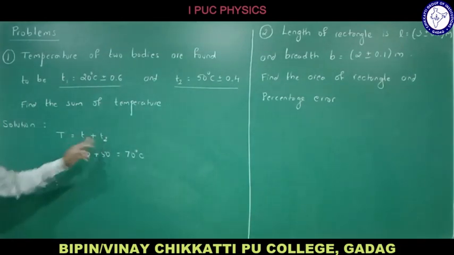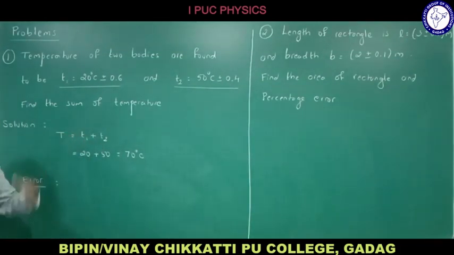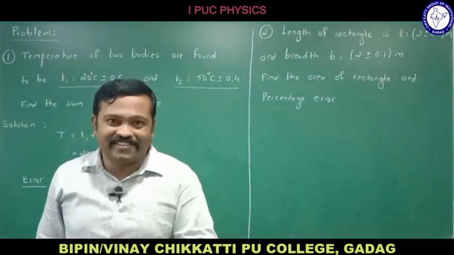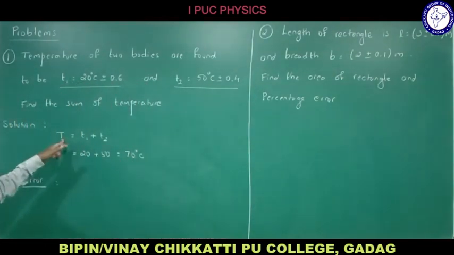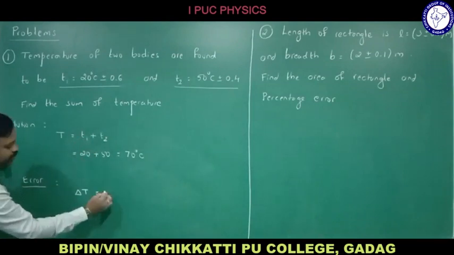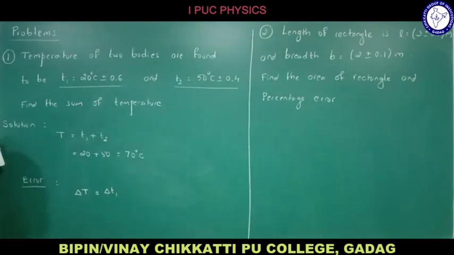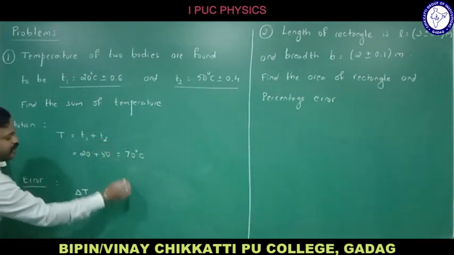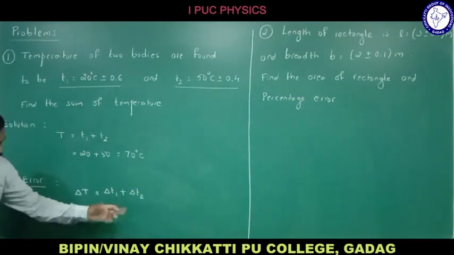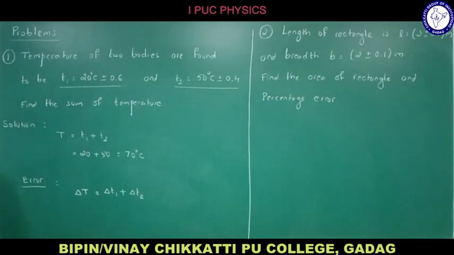Which mathematical operation is this? This is addition. So whenever there is addition, which error we need to consider? Absolute error. What is the absolute error in the final result? What is the absolute error in T here? That is delta T, equal to absolute error in T1, that is delta T1, plus the absolute error in T2, that is delta T2. Absolute error in the final result is the sum of absolute error in the individual quantities.